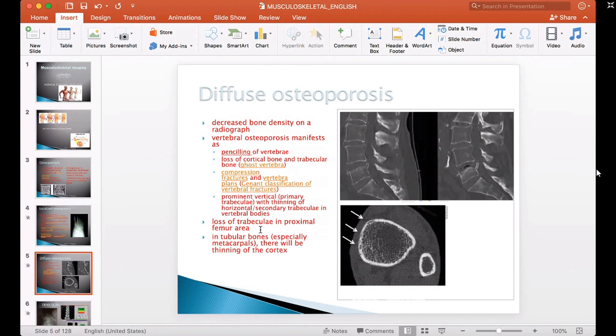And there is also loss of trabecular bone in the proximal femoral area here. It happens at a later stage after the affection of the lumbar spine. In tubular bones, especially in the metacarpals, there will be some thickening of the cortex as well.